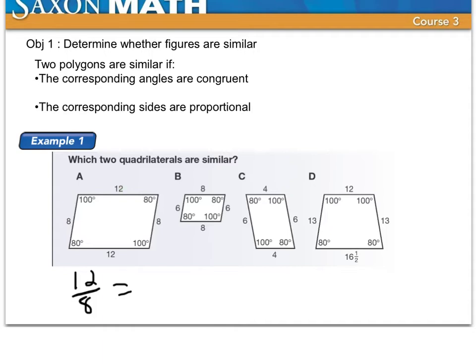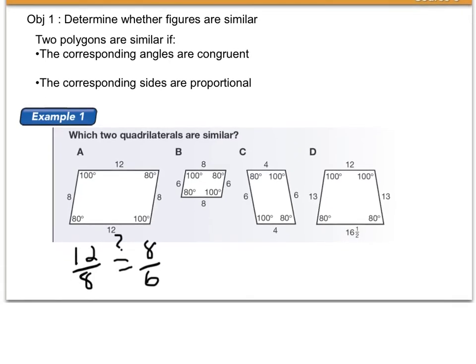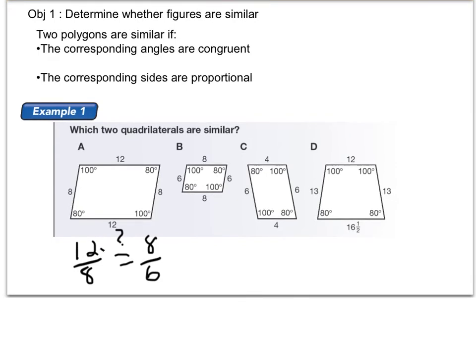So notice we took the top side and the left side and put them in a fraction. Then I need to take the top side and the left side and put it in a fraction. Does 12 over 8 equal 8 over 6? Well, we can find that out by doing cross products. 12 times 6 is 72, and 8 times 8 is what? It's 64. So those are not similar to each other. They are not similar.